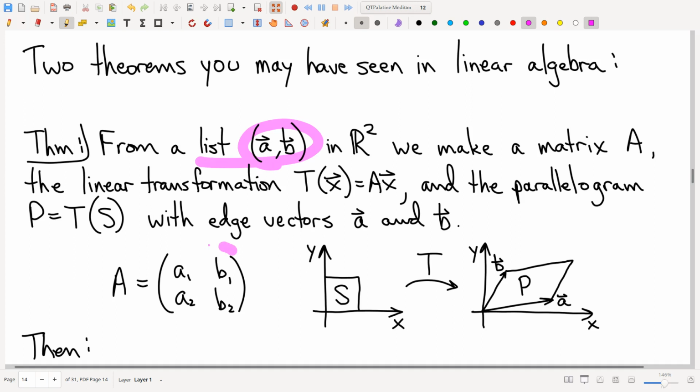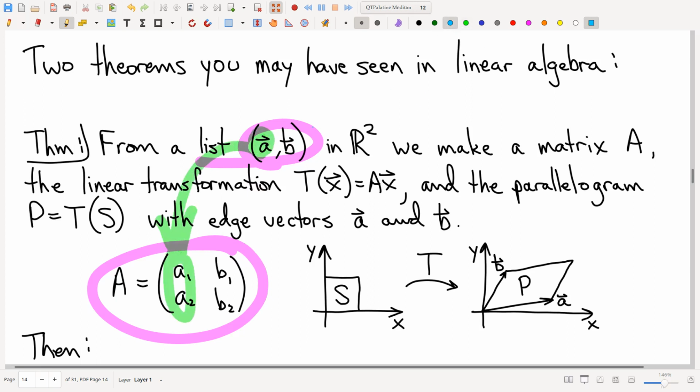Given a list, you can make a matrix. In what I'm going to call the obvious way, the first vector you make the first column, and the second vector you make the second column. Now that's arbitrary, but it's pretty natural, right? So nothing particularly creepy or weird about that. So you give me a list, I can make a matrix.